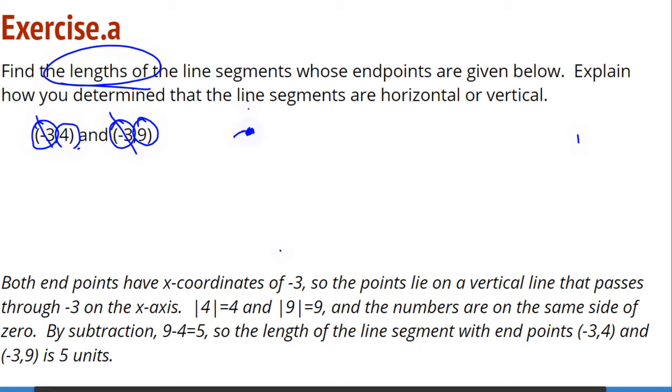So both endpoints have x-coordinates of negative 3, so the points lie on a vertical line that passes through negative 3 on the x-axis. The absolute value of 4 is 4, and the absolute value of 9 is 9, and the numbers are on the same side of 0. They're on the same side of that x-axis. So by subtraction, 9 minus 4 equals 5, I can find the length of the line segment with endpoints negative 3, 4 and negative 3, 9 is 5 units.